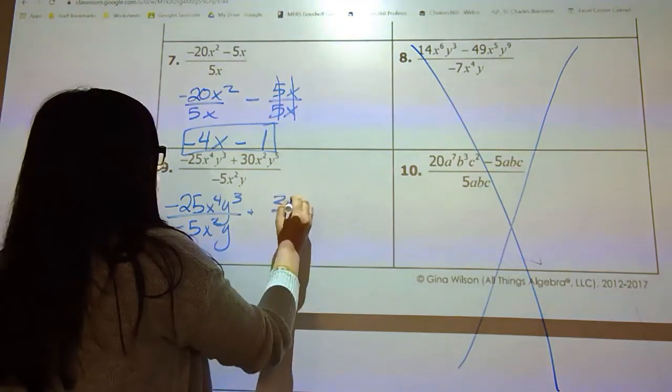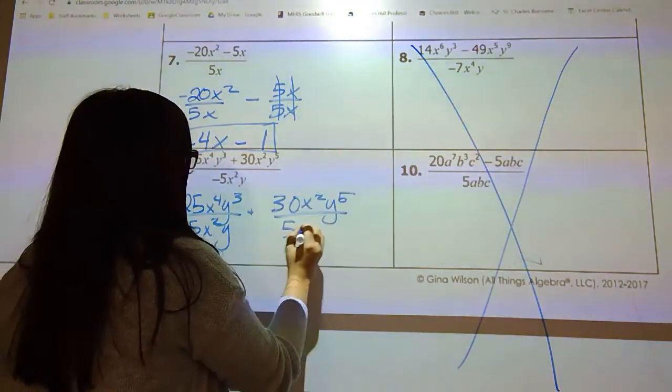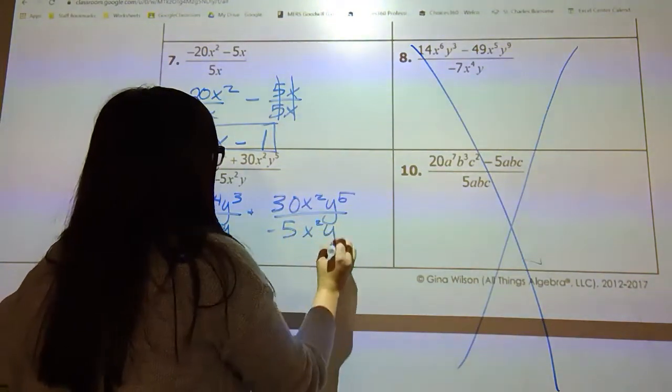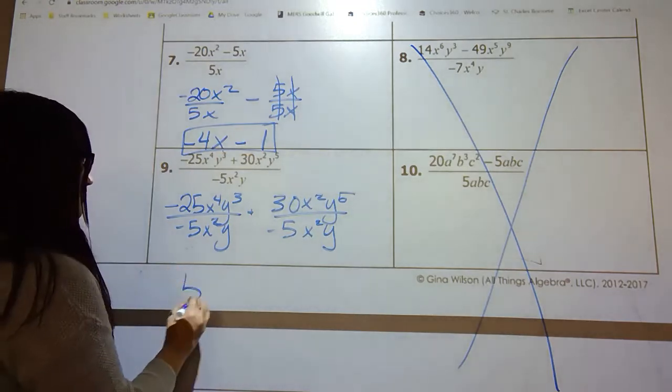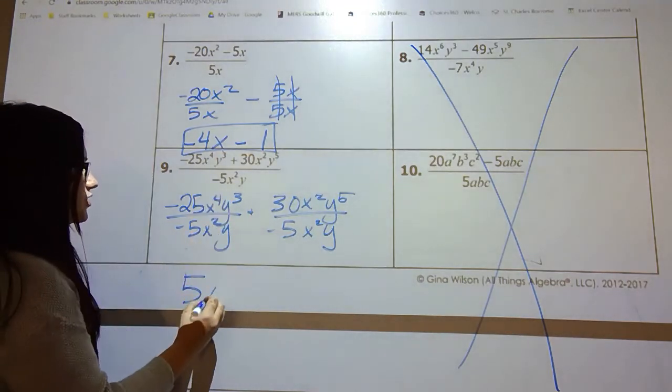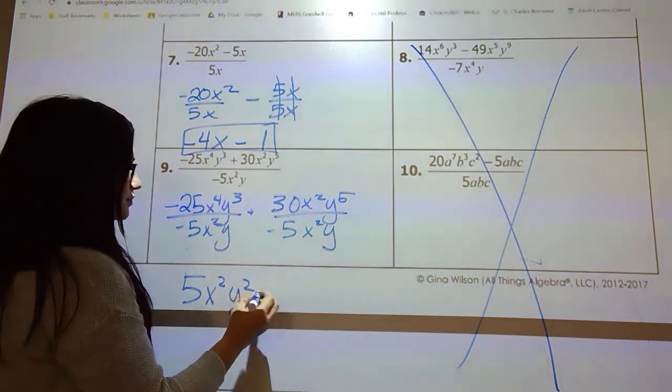Plus 30x squared y to the 5th divided by negative 5x squared y. Okay. Negative 25 divided by 5 is a positive 5. X to the 4th divided by x squared is x squared. Y to the 3rd divided by y is y squared.